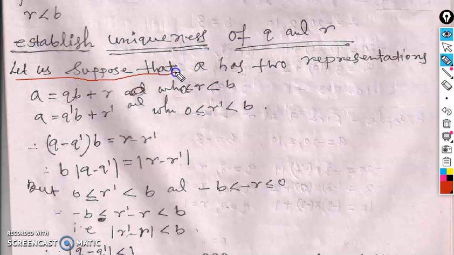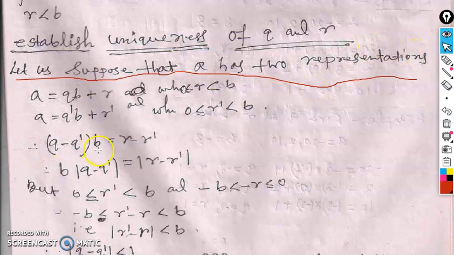Let us suppose that a has two representations. Here we just consider that you can write a in two different forms. One is qb plus r, another one is q dash b plus r dash. According to the previous lecture we have already proved that the remainder r should lie between 0 and b, and if there exists another remainder r dash, that should also lie between 0 and b. Okay, so we continue the proof.